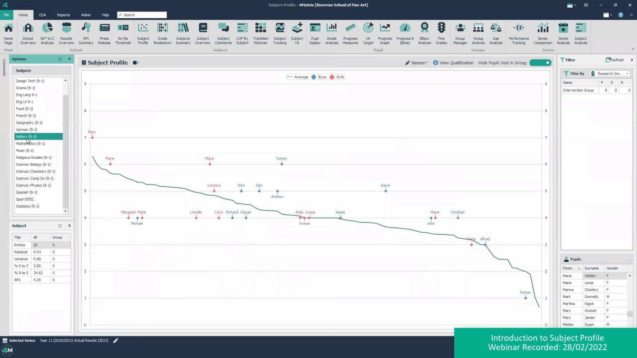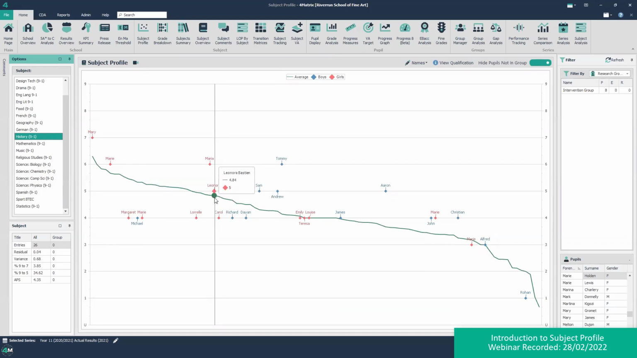So if we go back into the subject profile and look at history, we can see that the pupil grades are relatively tightly clustered around the green line. There's only a few pupils that are more than a grade away. So Maria and Tommy here, and this cluster here of 3. Every other pupil is within half a grade, essentially, or less than a grade away from their average grade.